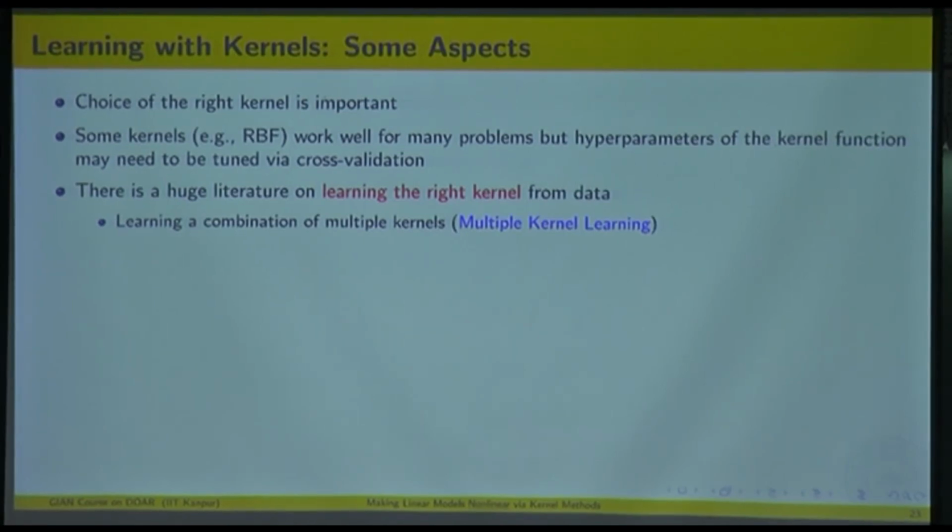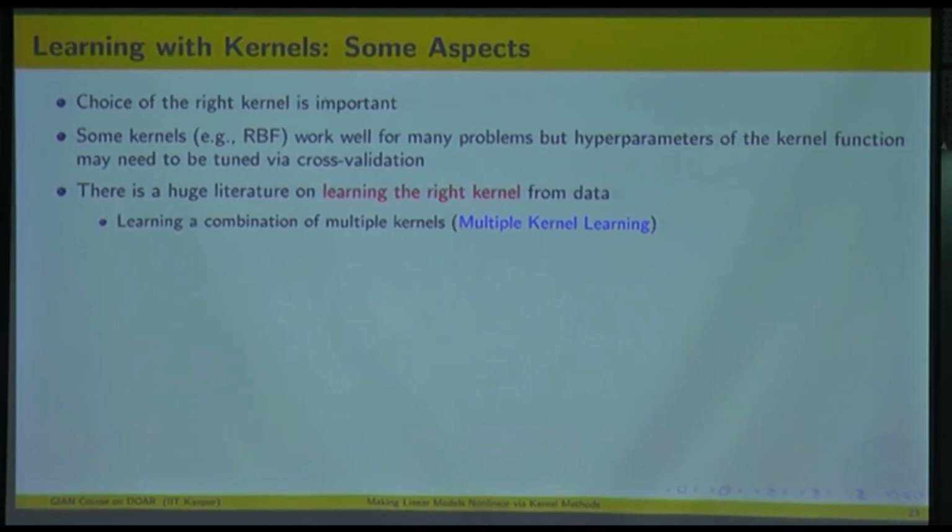There is also a huge amount of literature on learning the kernel from data. Again, this is beyond the scope of this lecture. So you can actually learn a kernel for given data, so you don't have to do cross-validation. You can even do kernel learning. Another very important point is that you can combine multiple kernels.